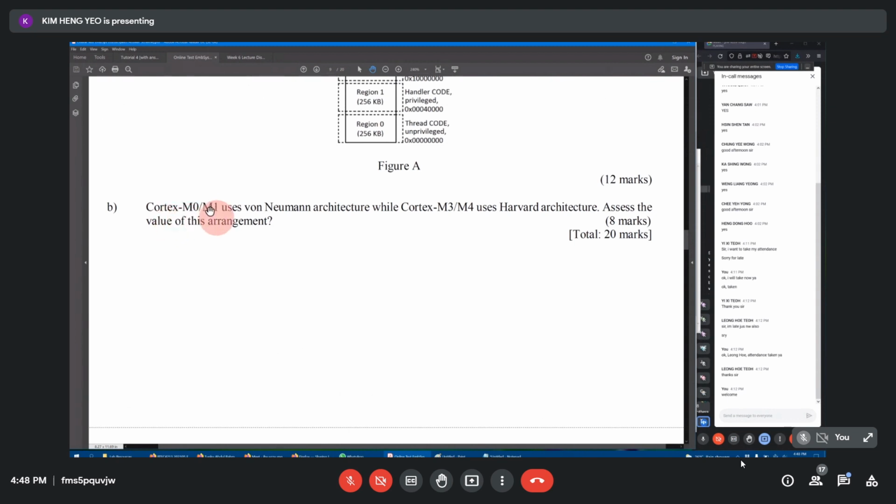Cortex M0 or M1 uses von Neumann architecture, while Cortex M3, M4 uses Harvard architecture. What is the value of this arrangement? What's the value? What's the purpose? Okay, so let's talk about it.